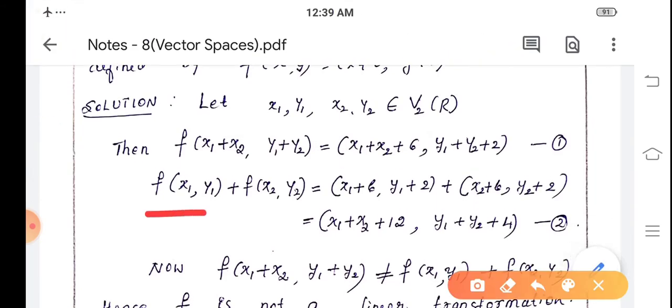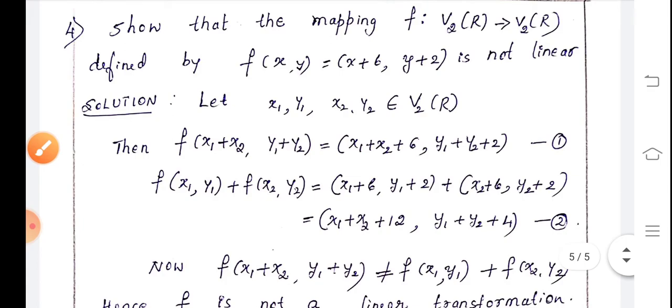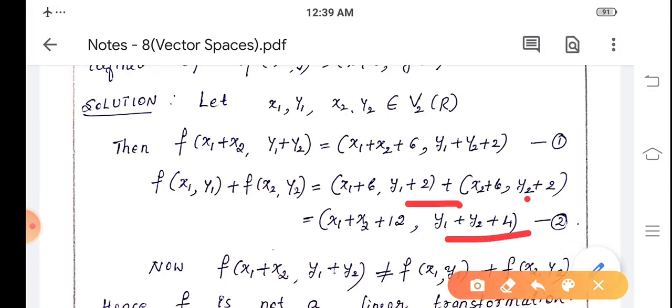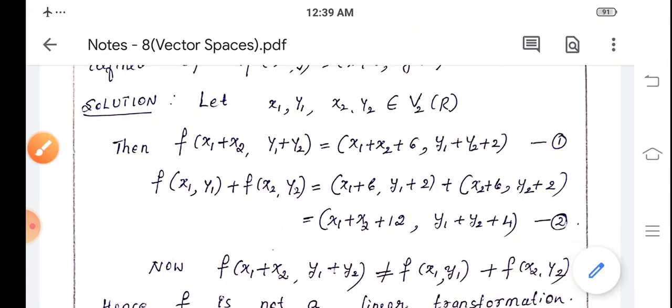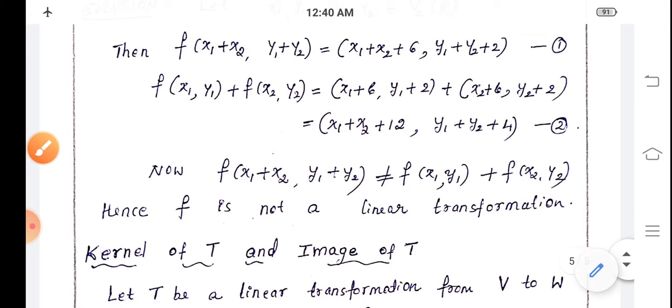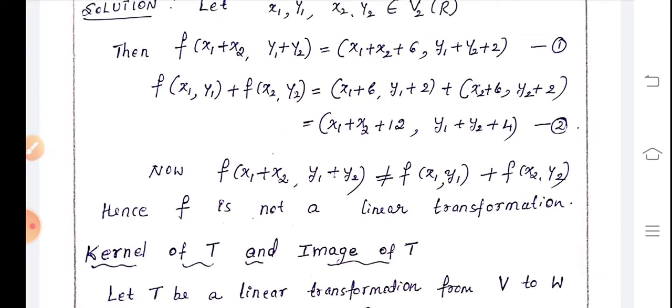Now we will find f of (x1, y1) plus f of (x2, y2). F of (x1, y1) is (x1 plus 6, y1 plus 2). Then plus f of (x2, y2) is (x2 plus 6, y2 plus 2). When we add this, it is (x1 plus x2 plus 12, y1 plus y2 plus 4). Take it as equation 2. Here these two are not the same. So the condition fails. We can say that f is not a linear transformation.